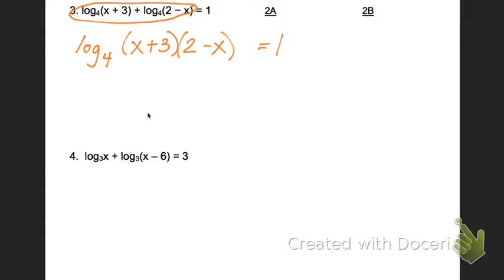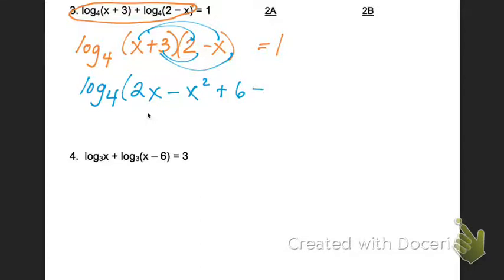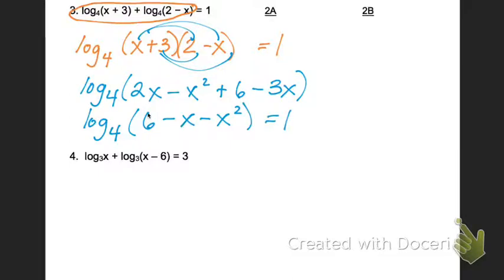So then I'm going to FOIL, and I get log base 4 of 2x minus x squared plus 6 minus 3x, which combines to be, let's see, 6 minus x squared, equals 1.